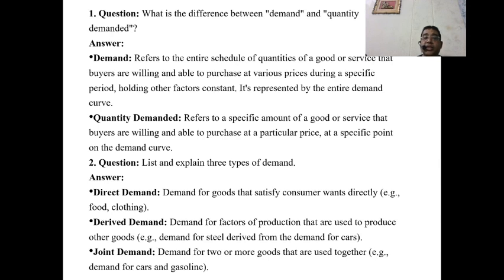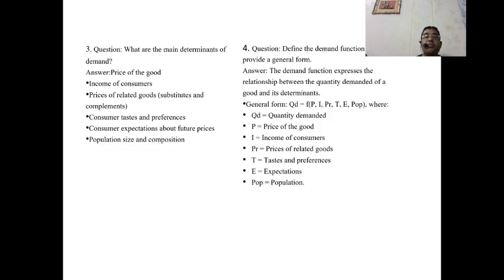List and explain three types of demand. So, direct demand, derived demand and joint demand. Now what are the main determinants of demand? Price of goods, income of consumer, price of related goods, consumer taste and preference, consumer expectation about future prices, and population size and composition. Means what factors will affect the demand. So these are the factors which affect, increasing or decreasing the demand.